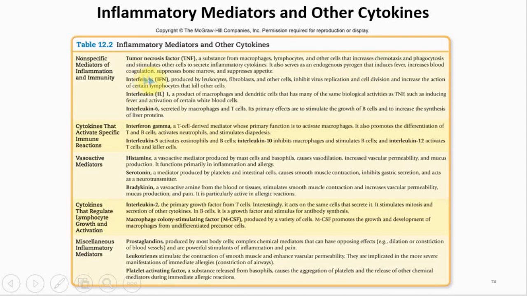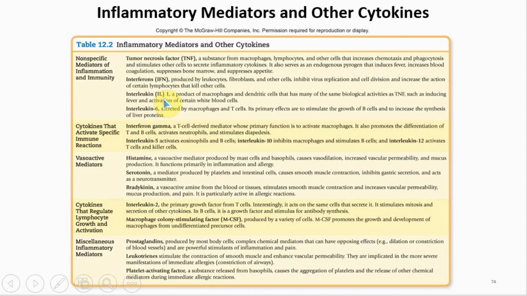Interferon, and there's different types of interferons, also produced by several types of cells, leukocytes, fibroblasts, and others. An important thing that it does, it inhibits viral replication because the virus has to replicate by cell division, so it inhibits that. It can also increase the action of some lymphocytes. Interleukin 1, actually.